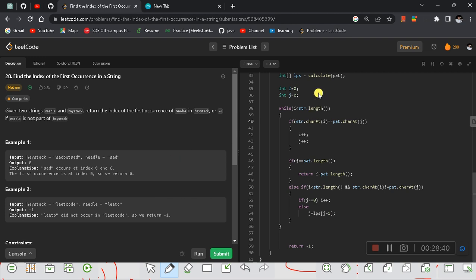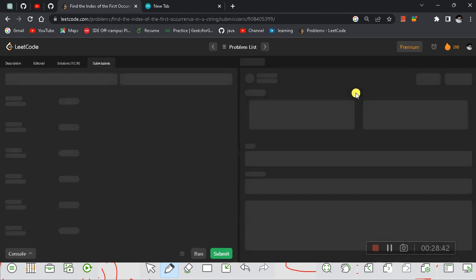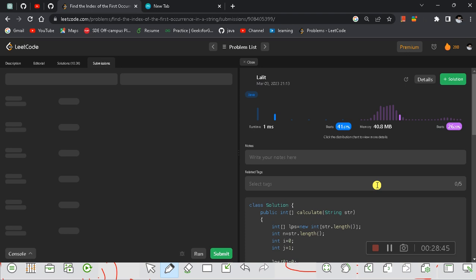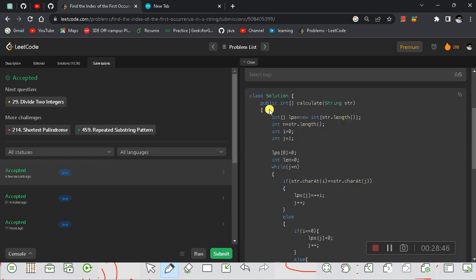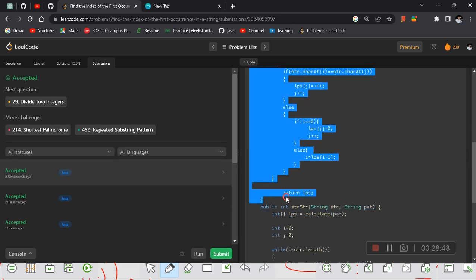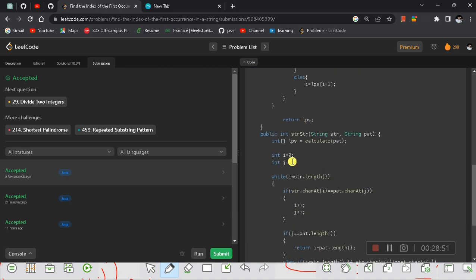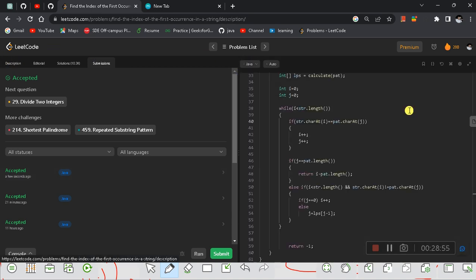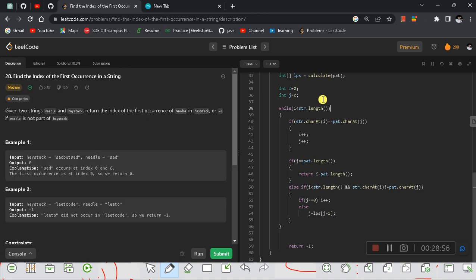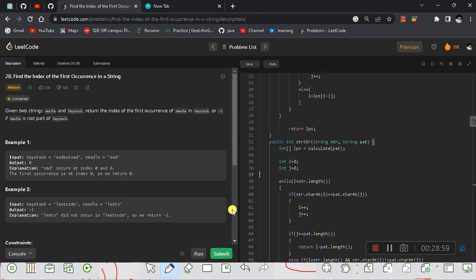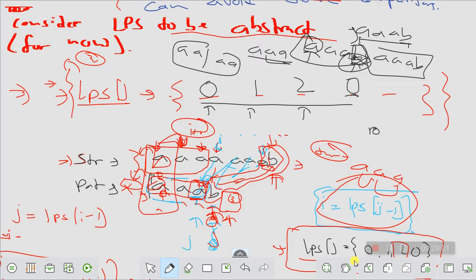Okay, so it's working fine, and this is how the KMP algorithm works. Till now, I have not explained to you how this LPS array is getting calculated, but I have explained that if you have the LPS array, then how you can solve the problem. And this is even the main intuition behind KMP. And now I'm just going to explain the LPS array, how to calculate the LPS array.